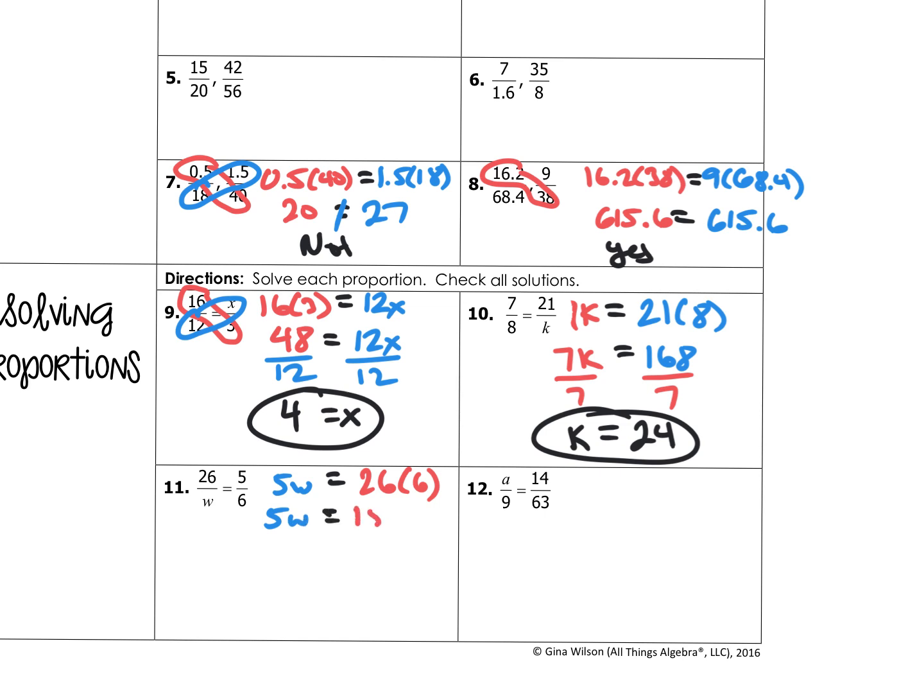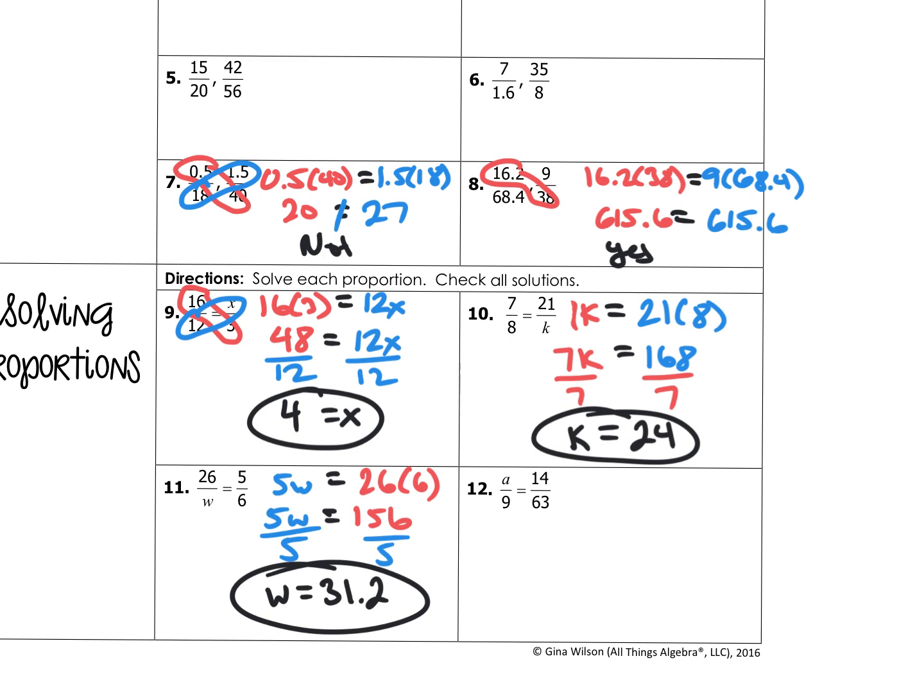And 26 times 6 is 156. So we divide both sides by 5. And once again, it doesn't matter which way you do your cross products, right? Because it's an equation, they can flip back and forth. W is going to equal 31.2.